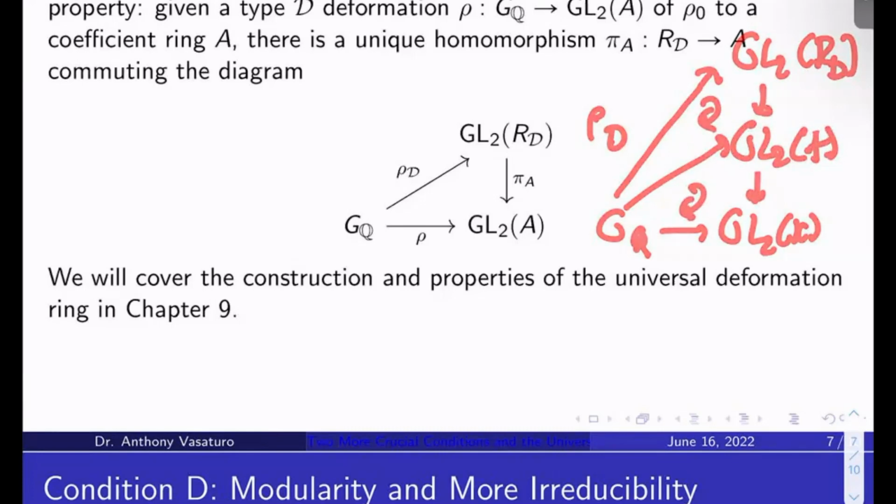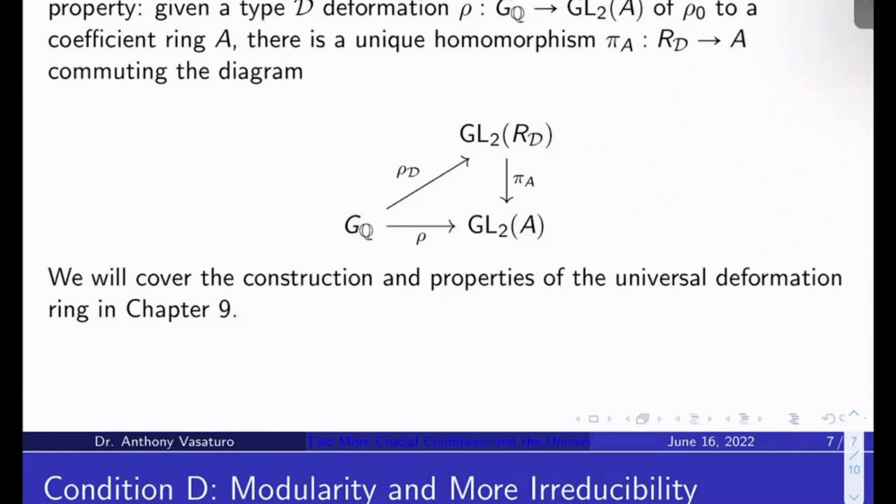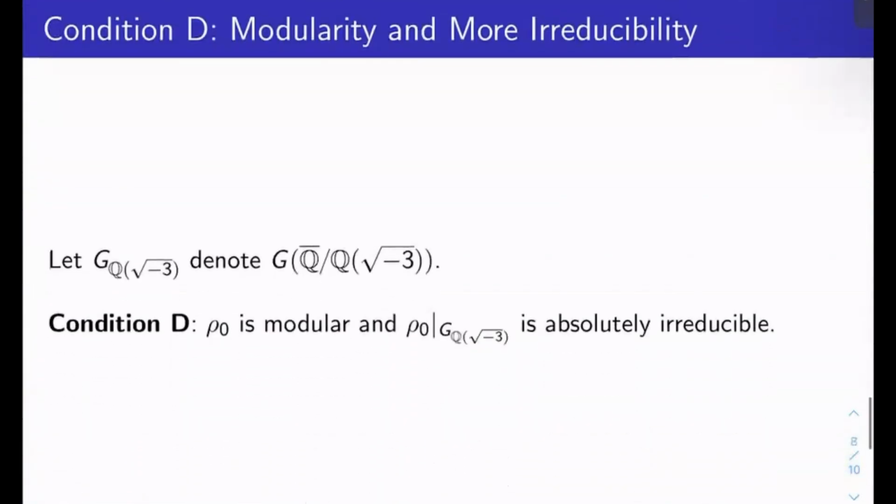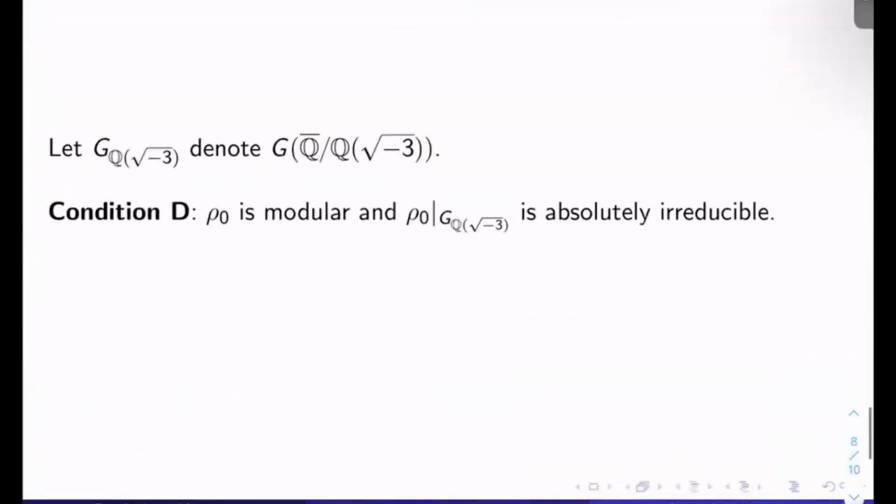You see, okay? So we can cover the construction and the properties of the universal deformation ring in chapter 9. It's not particularly easy to construct. Let's look at the last condition that we want to impose on ρ₀. First, a definition. Let G_{Q(√-3)} denote the absolute Galois group of Q(√-3). It's the Galois group of Q̄ over Q(√-3). Here's the last thing I want ρ₀ to satisfy.